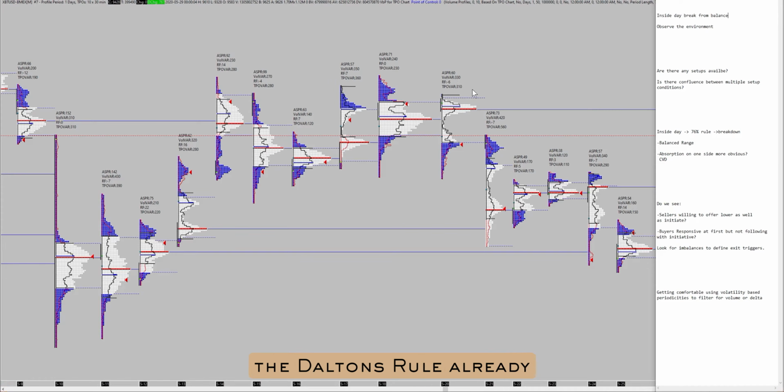And if you understand Dalton's rule already, you might be able to get in a little bit earlier, but again, we're just treating this like this setup in isolation. So we have the inside day, the 76% rule, and ideally one leading to the next in terms of a breakdown. So a balance range up to this point, a larger balance range over the last 7 days, but in the last 2 days that we're paying attention to, it is the most balanced it has been.